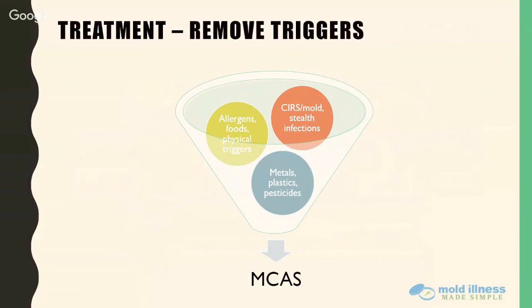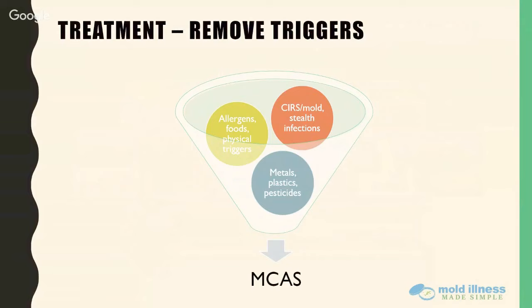Would you like to talk about, I get this goes back to your total toxic load idea. I don't know if you have any further comments on this idea of removing triggers to reduce the total toxic load. Yeah, so this is a beautiful example because this funnel could represent your bucket very similarly to my analogy. Basically, as your bucket gets more full, and CIRS is a massive load, so that could be a large percentage of the load in the bucket. But other allergens and toxic metals and chemicals and plastics and pesticides.